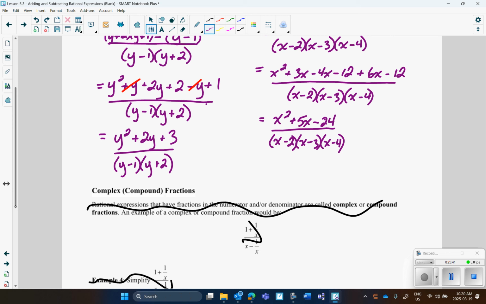Do I stop? Or can that top be factored? 8 and 3. So this can actually go to x plus 8 times x minus 3, which is important because that means that there is something to reduce. So I was able to factor the top this time, and it gave me two identical binomials that I could cancel out.